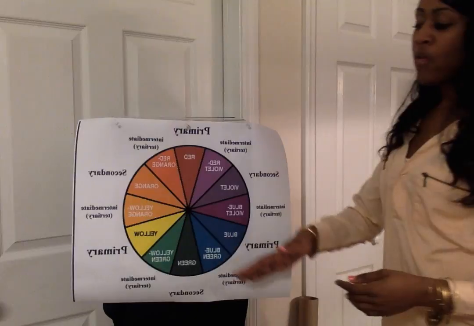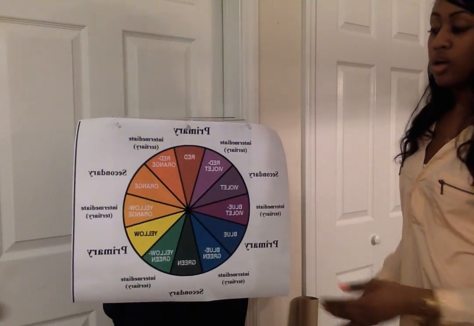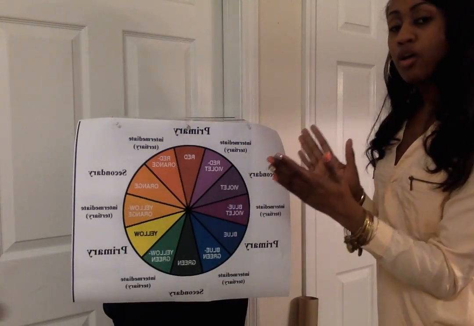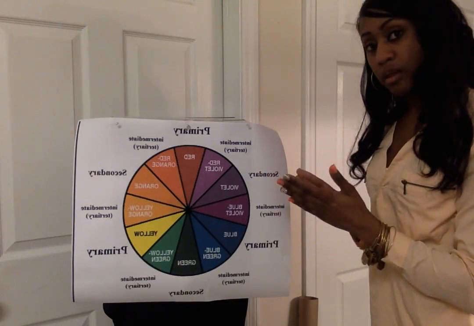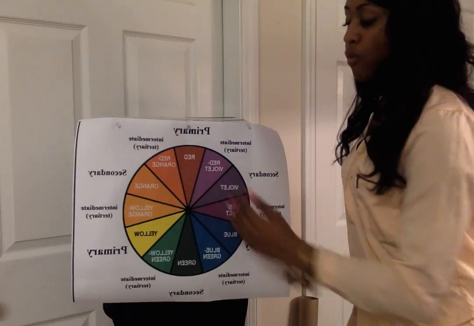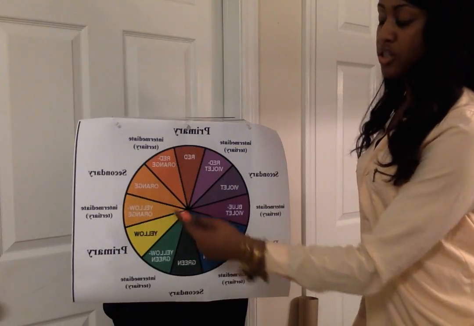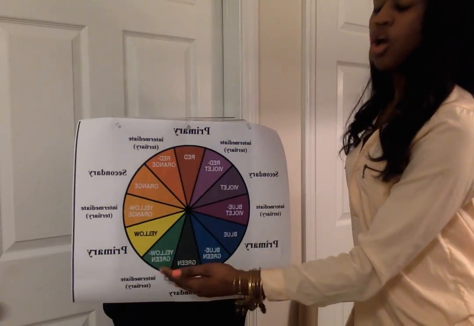And it's going to kind of go that way all the way around the color wheel. So in between each point of those 2 triangles, you're going to have another shade. And that other shade is going to be your intermediate shade. So we have red-orange, yellow-orange, in between orange and yellow.